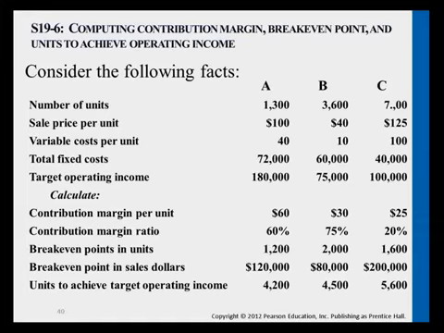Units to achieve target operating income, you're going to take your target operating 180 plus your total fixed cost of 72, right? And then you'll divide by 60, your contribution margin. Okay? All right.